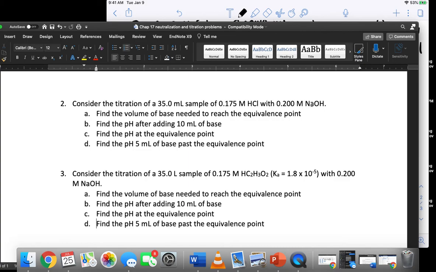That's it. So part C, my pH is just 7 at the equivalence point, but only because it's a strong titration. When we get to question 3 in a second, that's not going to be the case anymore. I'll label my parts of our calculation here that we've been doing.